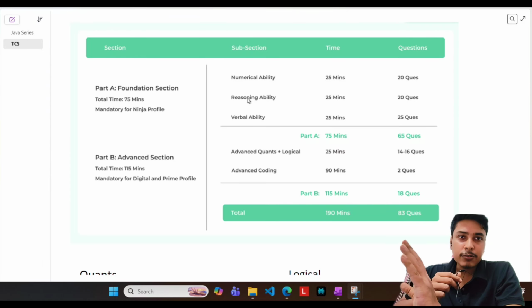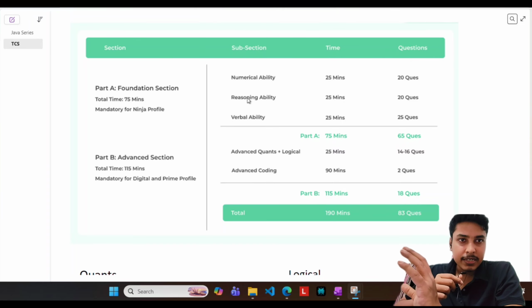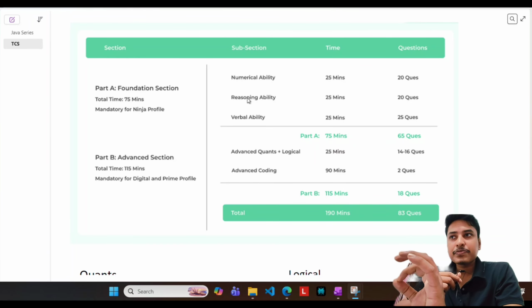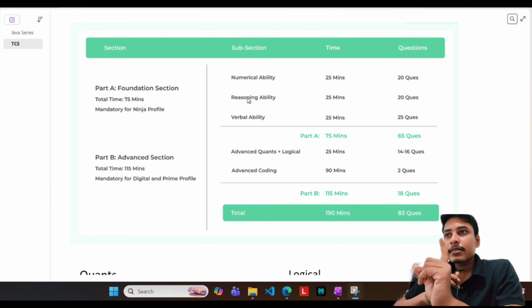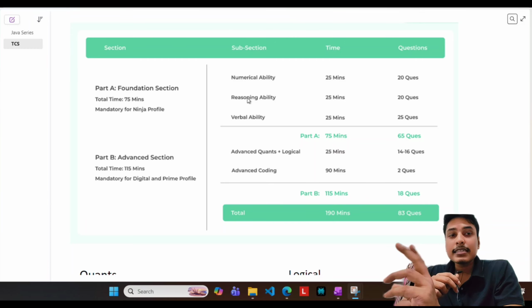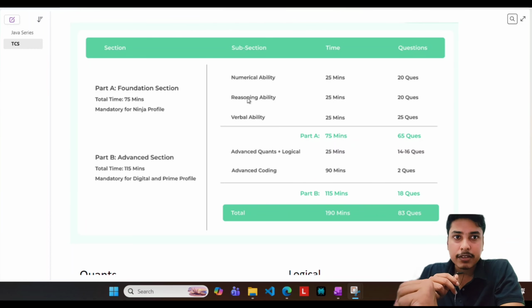You can't even answer 20 questions in 25 minutes. This is for the average student, not for brilliant students. Most of the average students can't answer 20 questions in 25 minutes for TCS NQT. So for them, I have the secret hack, that is the cutoff. We must know what the cutoff is for each section.